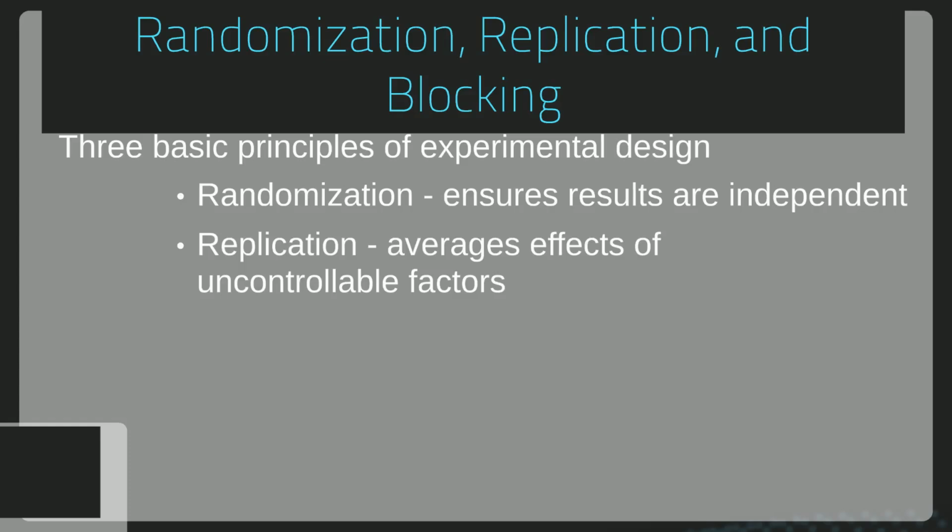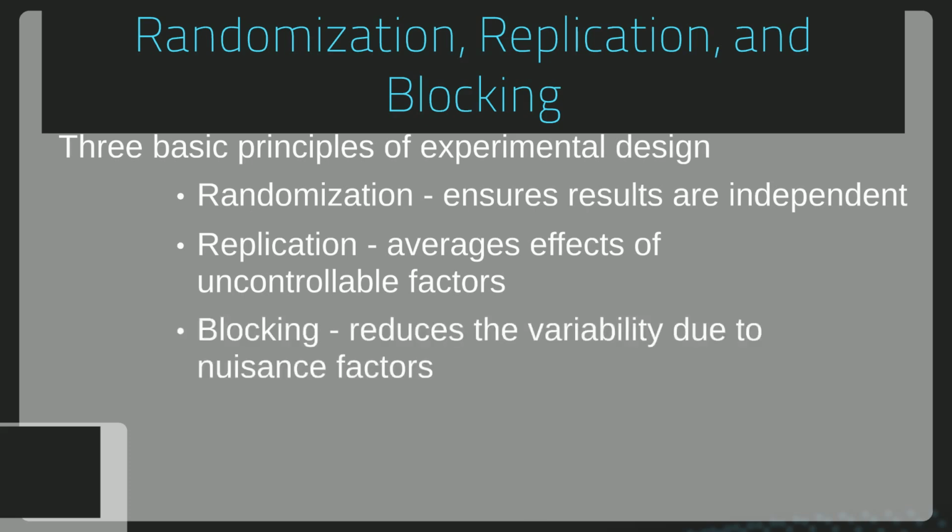Another thing is replication, which is going to average the effects of uncontrollable factors. So what we want to do is reproduce this several times so that we can show it was not simply due to chance that we got the output that we did.